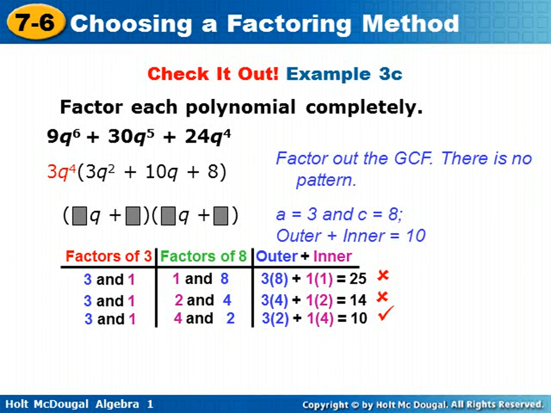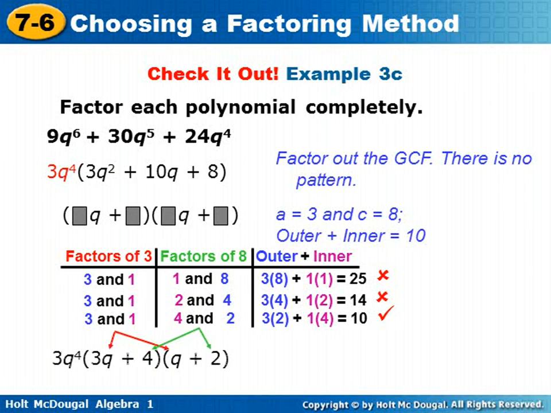So if we chose factors of 3 for the outer term to be 3 and the inner term to be 1, factors of 8, inner term to be 1, outer term to be 8, multiply our outer together, 3 times 8, and add it to the multiplying of our inner, 1 times 1, we would get 25, which does not work. If we chose 3 for our outer and 1 for our inner, and then 2 for our inner and 4 for our outer, we would get 3 times 4 plus 1 times 2, which is 14, which doesn't work. If we chose 3 for the outer and 1 for the inner, and then 4 for the inner and 2 for the outer, we would get 3 times 2 plus 1 times 4, which is 10, and those are the numbers that we're looking for.